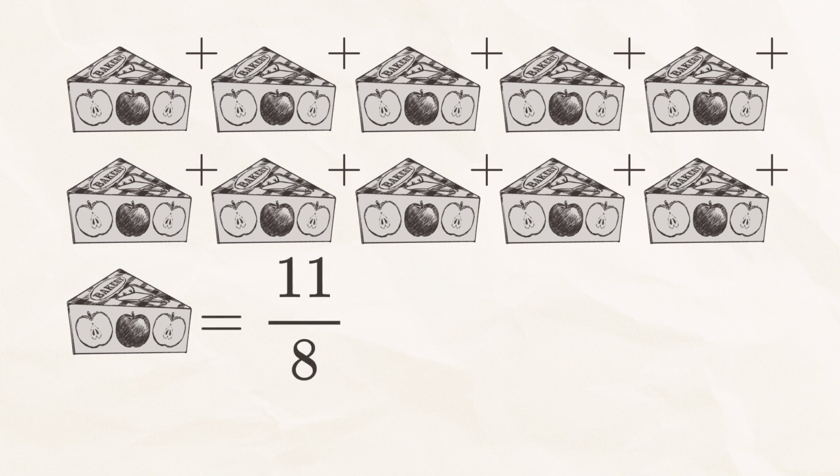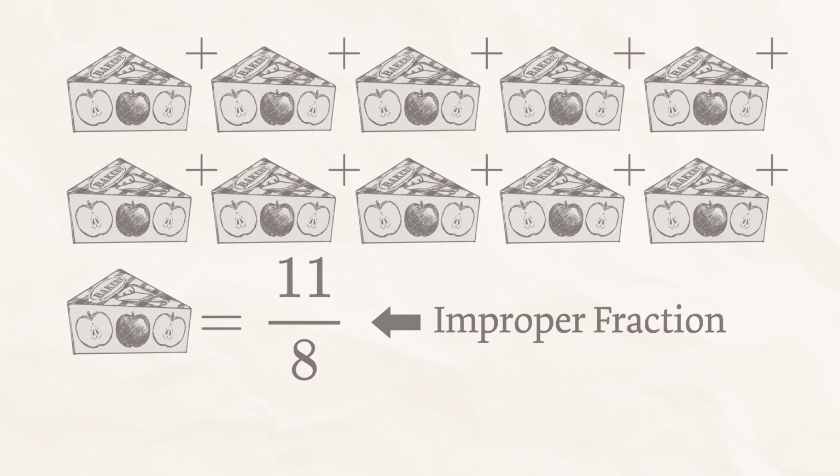Oh, look at that fraction. The numerator is bigger than the denominator. When that happens, we call that an improper fraction. And it means that we have more than one whole pie.